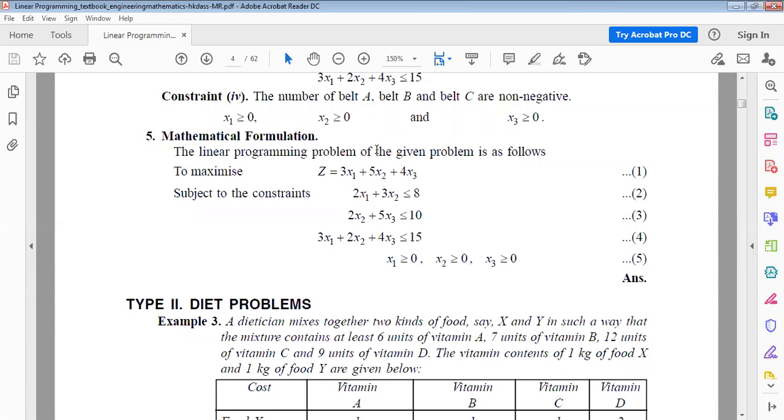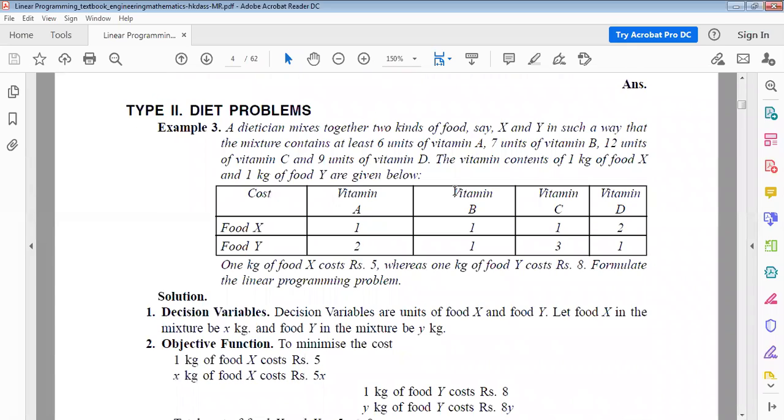So this whole makes what? Actually a linear programming problem. So we have formulated a linear programming problem, a maximization problem of course. And remember this: for a maximization problem, the inequality sign will be less than or equal to. Remember it. For maximization, less than or equal to.